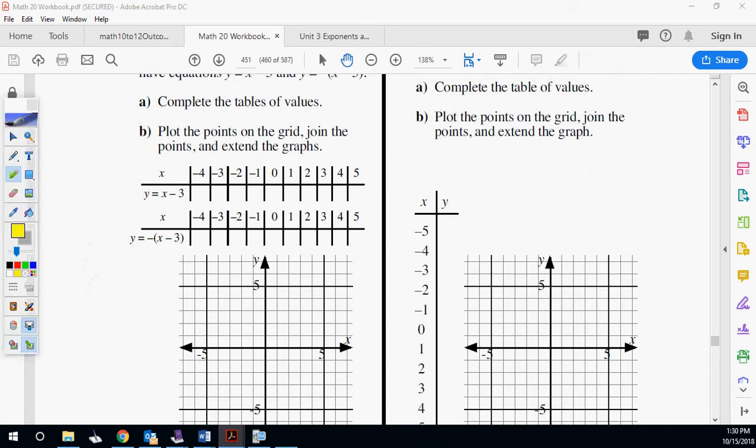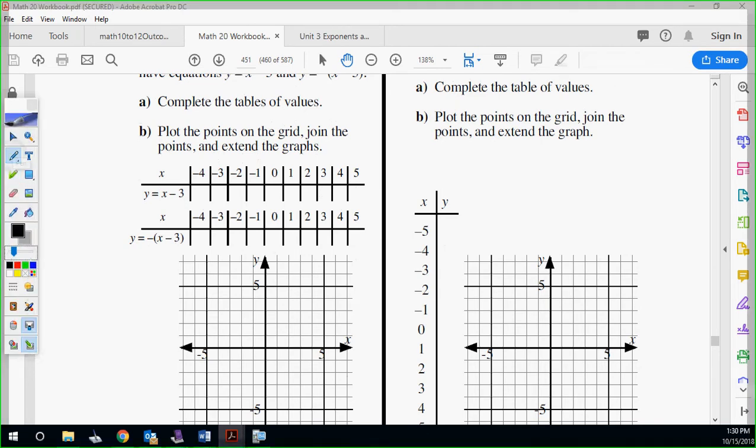Okay, so x minus 3 we should all feel comfortable with. The x minus 3 line is going to be down here. Let's do it in green here. X minus 3, it's going to go like this. There's x minus 3. Okay, so x minus 3 at negative 4 would be negative 7. Negative 6, negative 5, negative 4, negative 3, negative 2, negative 1, 0, 1, 2.